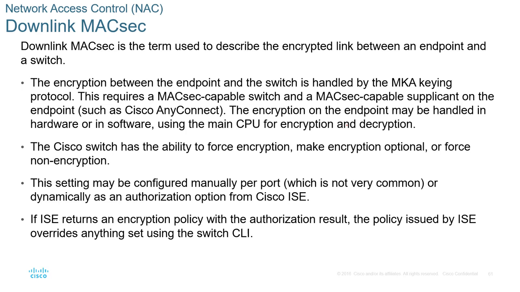Lastly, we have a downlink for our MACsec. Basically, this is the term that's used to describe the encrypted link between the endpoint and a switch. The encryption between the endpoint and the switch is handled by our key agreement keying protocol. This does require a MACsec capable switch, more money, and some type of supplicant on the endpoint, normally something like using AnyConnect or a VPN. The encryption on the endpoint may be handled in the hardware or the software, it doesn't really matter, but keep in mind that it's going to be using the main CPU for encryption and decryption, so there are resource utilization issues that come into play.